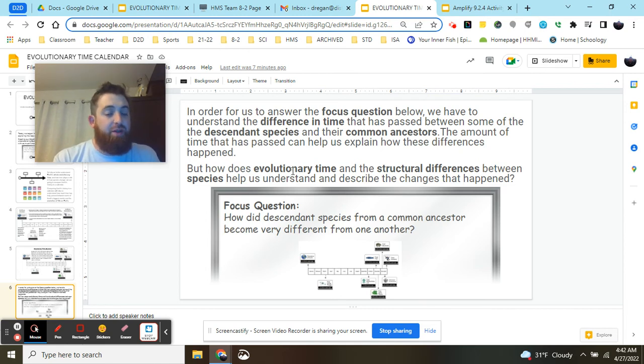But how does evolutionary time and structural differences between species help us understand and describe changes? Well, that's where the next activity is going to come into play. So, we're going to examine how these differences in times help us understand these structural changes, whether it's why our limbs are different, why our skulls are different, and we'll be exploring that.